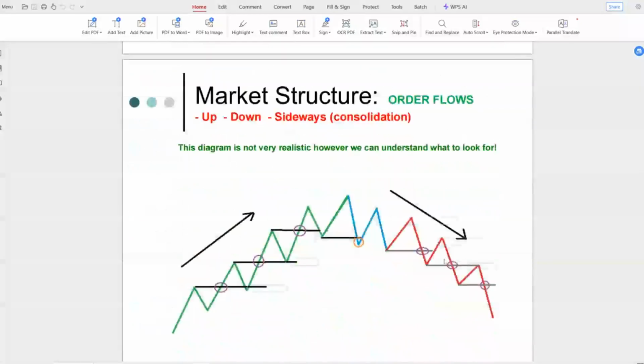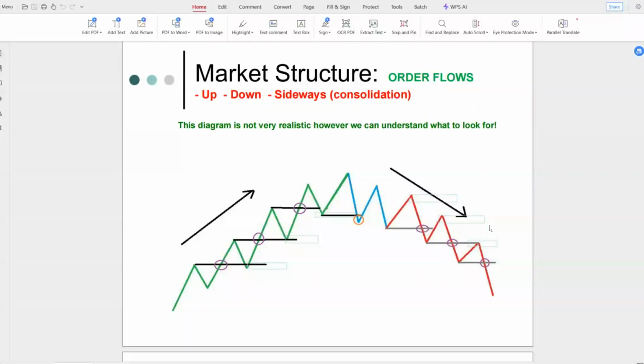Now, as you know, the market can go in three directions. It's either going to go up, down, or sideways. There is no other direction to go to. And a lot of the times people will be saying the trend is going up or down, depending on making higher highs and higher lows. Obviously, the market doesn't move like this. It's not very realistic, but just to get our heads around it.